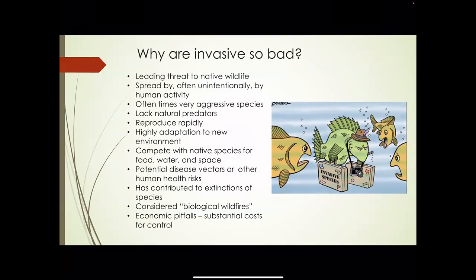They're potential disease vectors. Also, there's other notations of other human health risk involved, and I've got an example of that one a little bit later. They have been noted to contribute to the extinction of certain species. They're considered biological wildfires because basically once they get started, they take off and it's really difficult to control them. And that's where they come in as an economic pitfall, because the costs to control them are substantial.